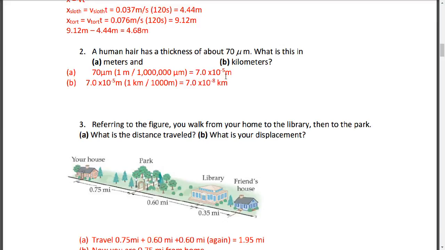If we want to then convert into kilometers, what we would do is start with the base unit, meters. I wouldn't go back to micrometers. Start with the base unit in meters, and then 1 kilometer has 1,000 meters. Meters cancel, and I do 7 times 10 to the negative 5th divided by 1,000, which gives me 7 times 10 to the negative 8th kilometers.